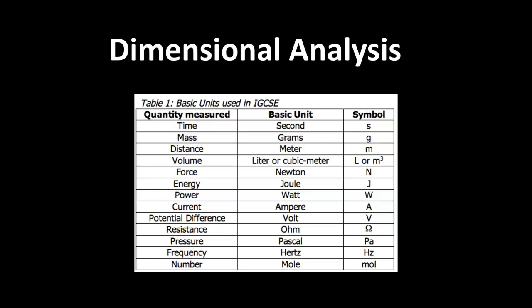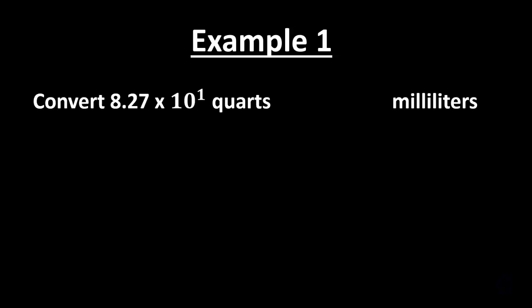This is a basic unit chart. You see what we're measuring, the basic unit it is measured in, and the symbol that it represents. So let's just go through a few examples. Example number 1, we're going to convert 8.27 times 10 to the 1 quarts to milliliters.